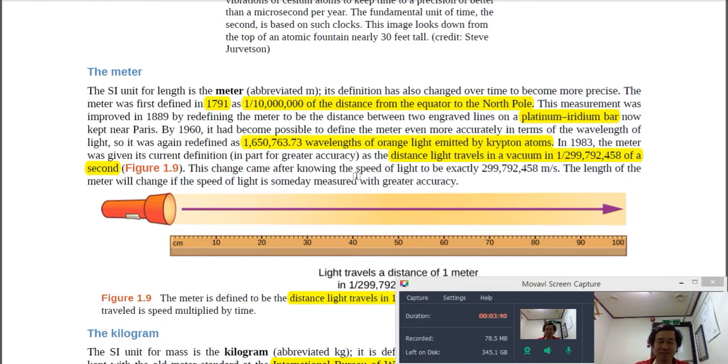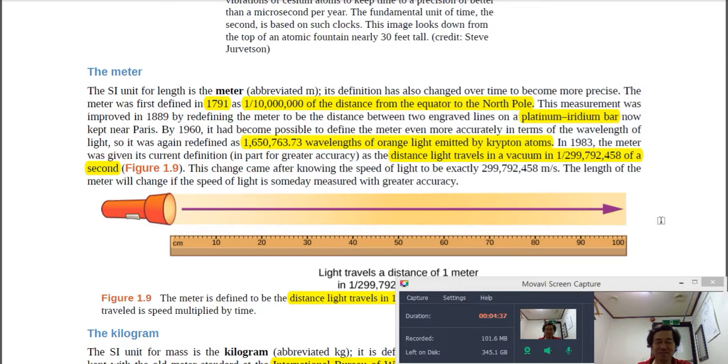For 1 meter, it was defined in 1791 as 1 over 10 millionth of the distance from the equator to the North Pole. Notice that people knew how to determine the distance from the equator to the North Pole in 1791. So it is more than 200 years ago. As I see this definition, I'm kind of amazed that 200 years ago people can travel from the equator to the North Pole, and then they can measure the distance.